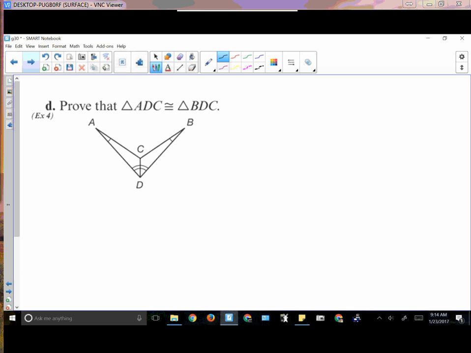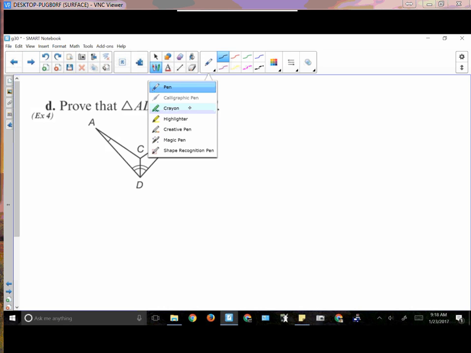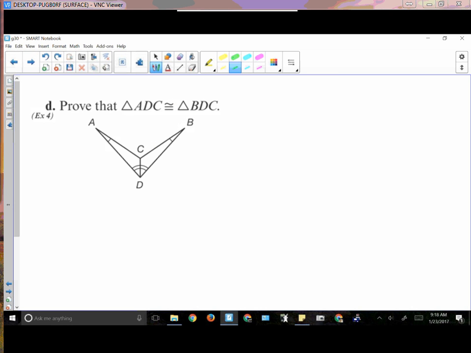So, I'll give you some time here and I want you to take notes. All right. We've got to prove them. What do we know? This is always the first step. What do we know? Well, from what I see here, it looks like A and B are the same. Do you agree? Would it appear that this and this are the same?